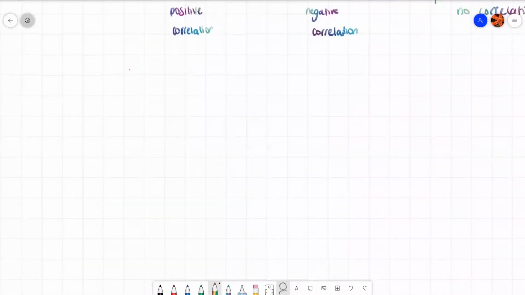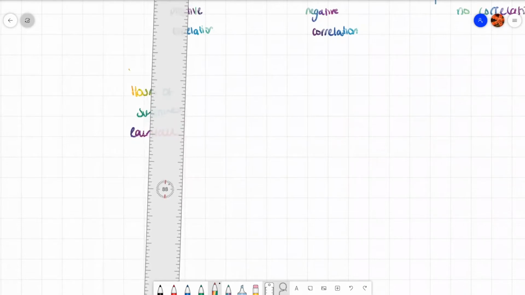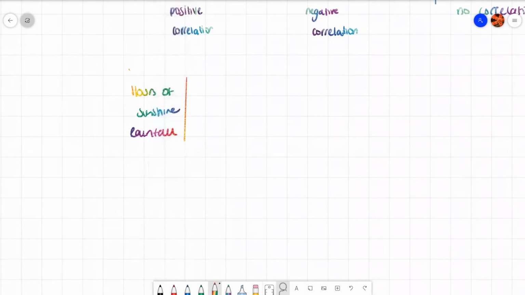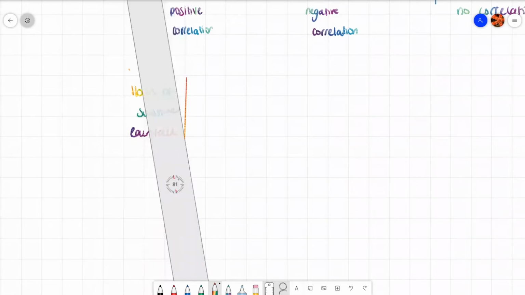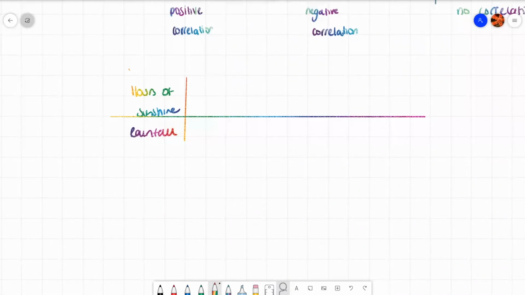So we have hours of sunshine and rainfall. Okay, so let's get the ruler out. Let's look at the relationship between hours of sunshine and rainfall. If I try and move my ruler about, which I can now. Okay, so hours of sunshine. Let's say we have 8 hours, 7, 8, 5, 4, 7, 6, and 9.